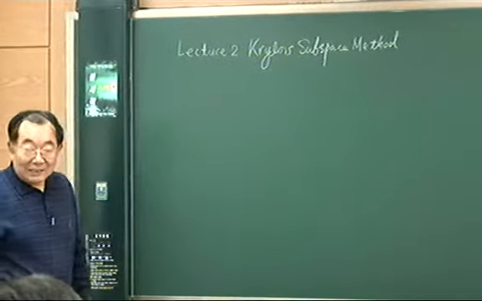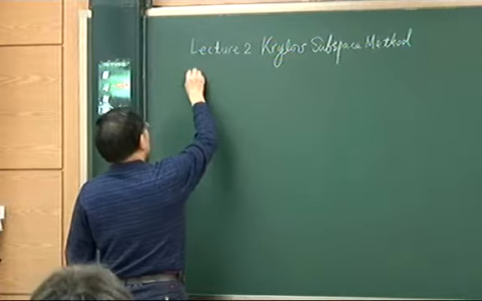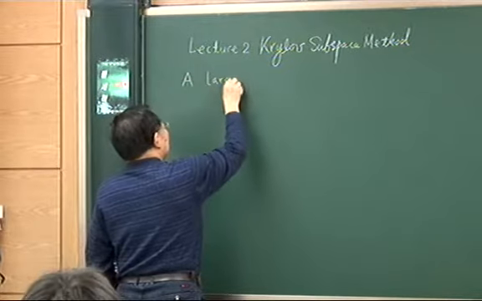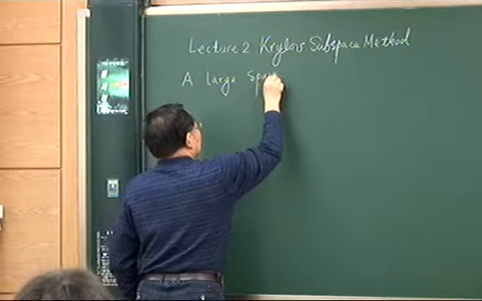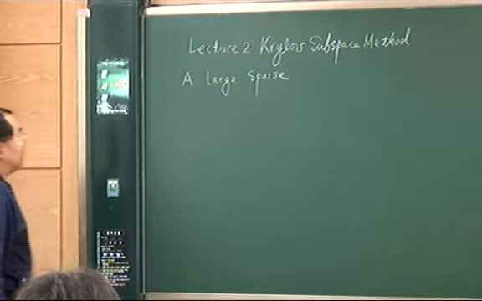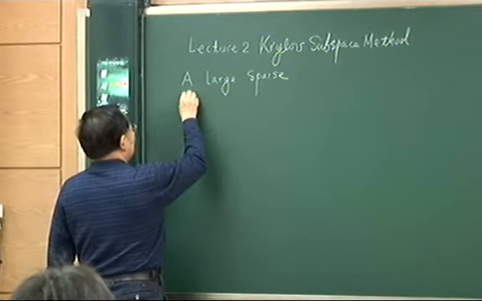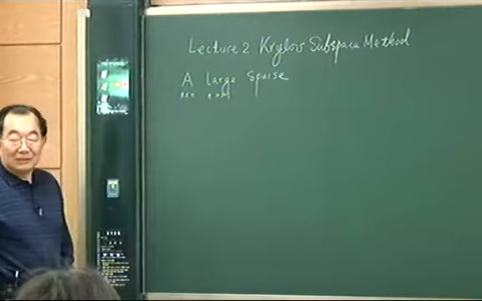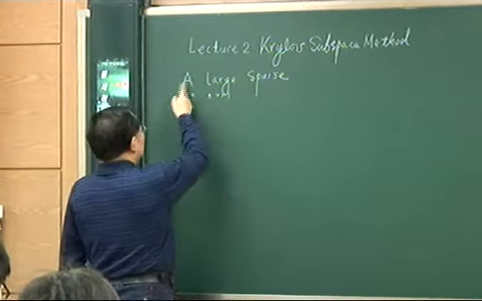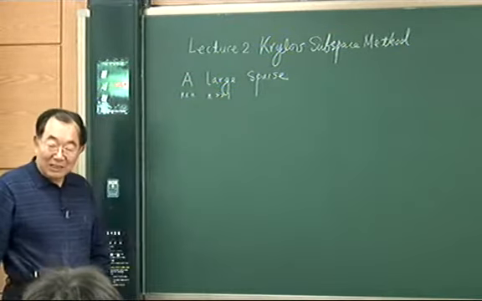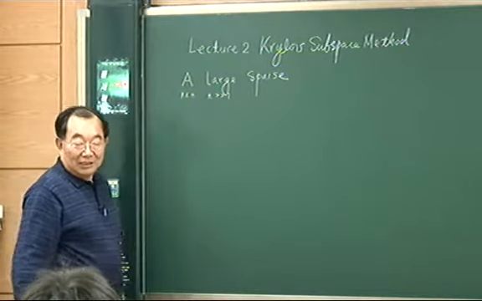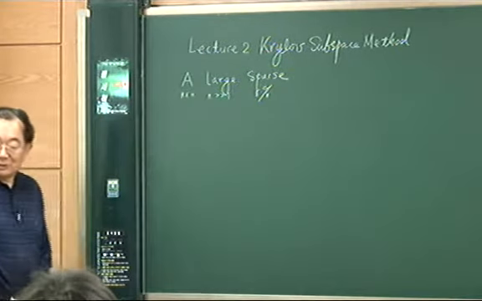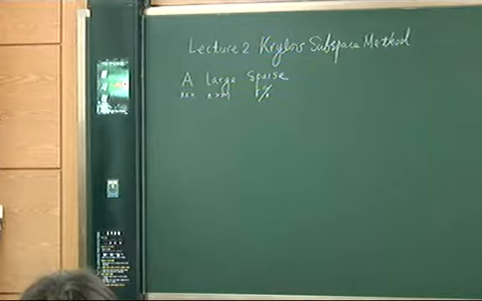In many applications, we often know a matrix A is large and sparse. That means if A is n by n, n is very large. Sparse means the matrix has very few nonzero elements, for example, only 5% nonzero. It's very, very few nonzero elements.